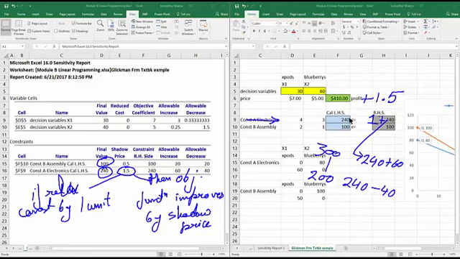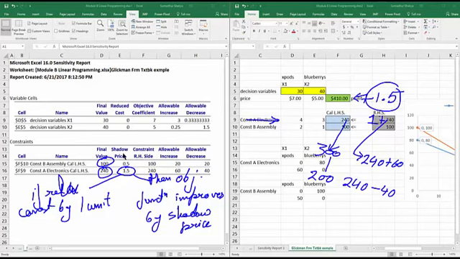Okay, so if you were to go above 240, you will add $1.50 to your profit. If you were to go below 240, you would lose $1.50 for every 1 hour that you take away or add to the electronics department.